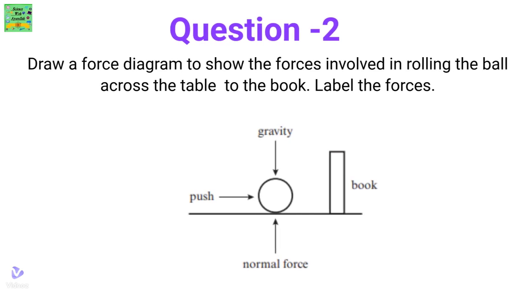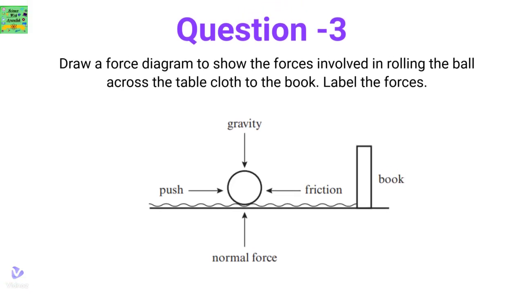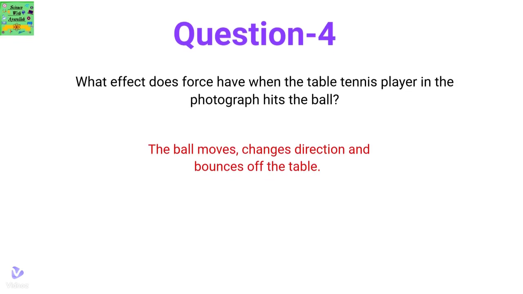Draw a force diagram to show the forces involved in rolling the ball across the tablecloth to the book. Label the forces. What effect does force have when the table tennis player in the photograph hits the ball? Answer: the ball moves, changes direction and bounces off the table.